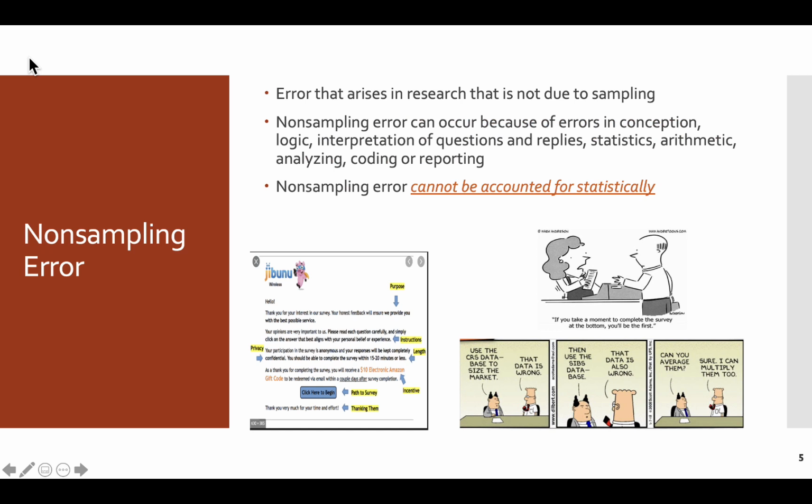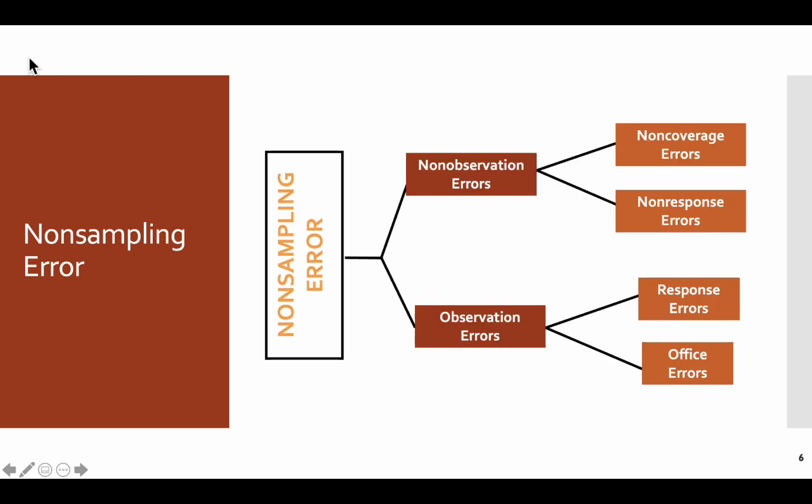Now, non-sampling errors are those things that arise in research that are not due to the way you pull your sample. This could be errors in the way you design your questions, such as interpreting the questions. It could also be replies, arithmetic, analyzing or coding errors, or reporting errors. Non-sampling errors cannot be accounted for by statistics. It's all of those other things that could go wrong.